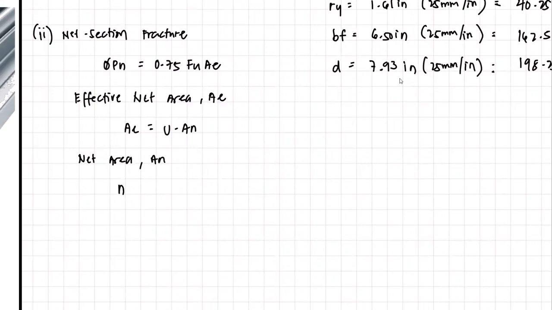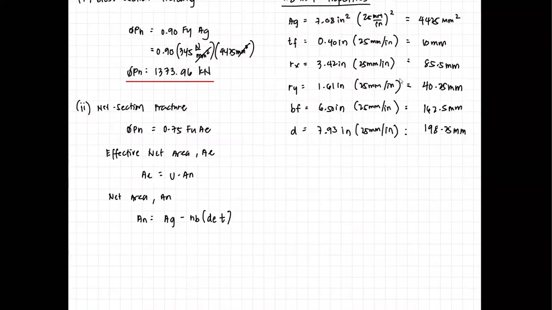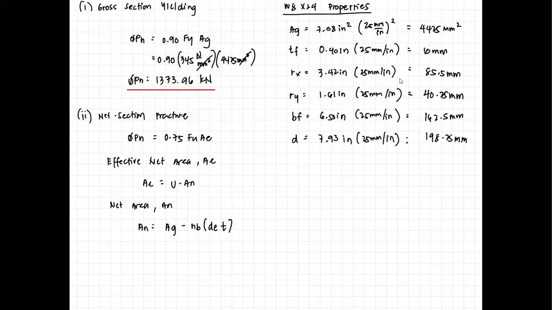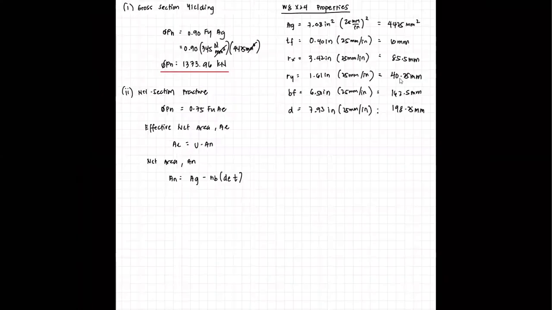So to identify our net area, that will be AG minus the number of bolts that we will deduct times the effective hole diameter times our thickness of the flange. Okay, so there will be no staggered factor because our connection is not a parallel type connection. So we will just use this equation.